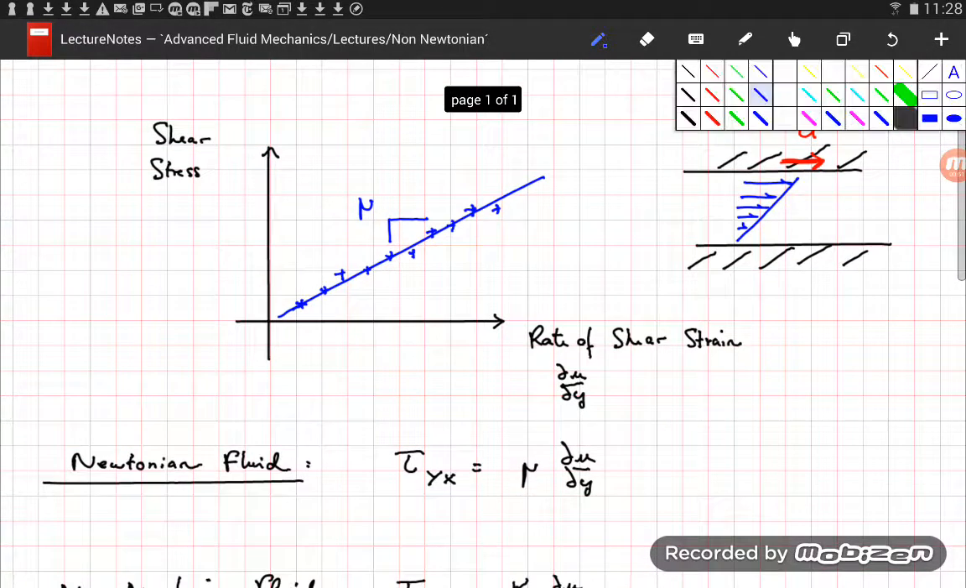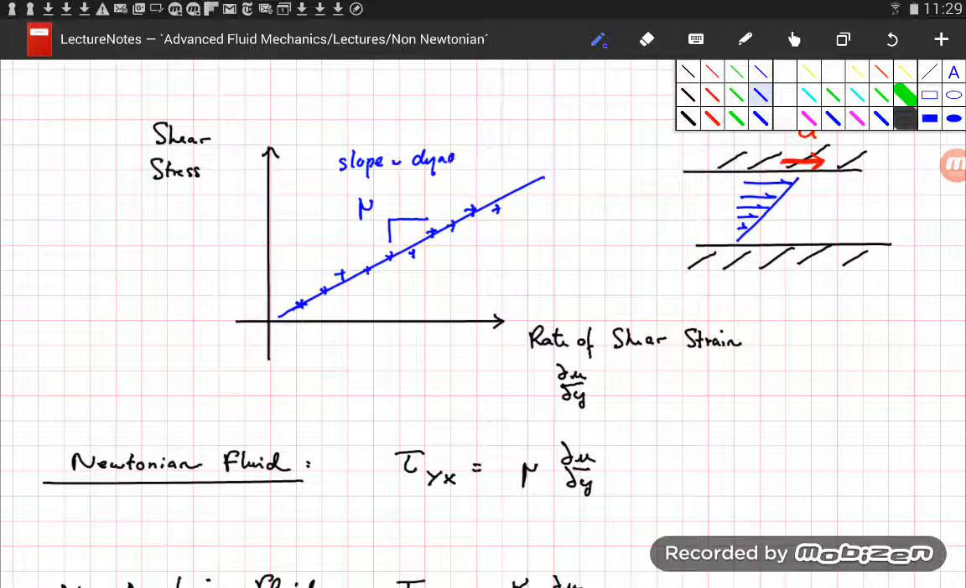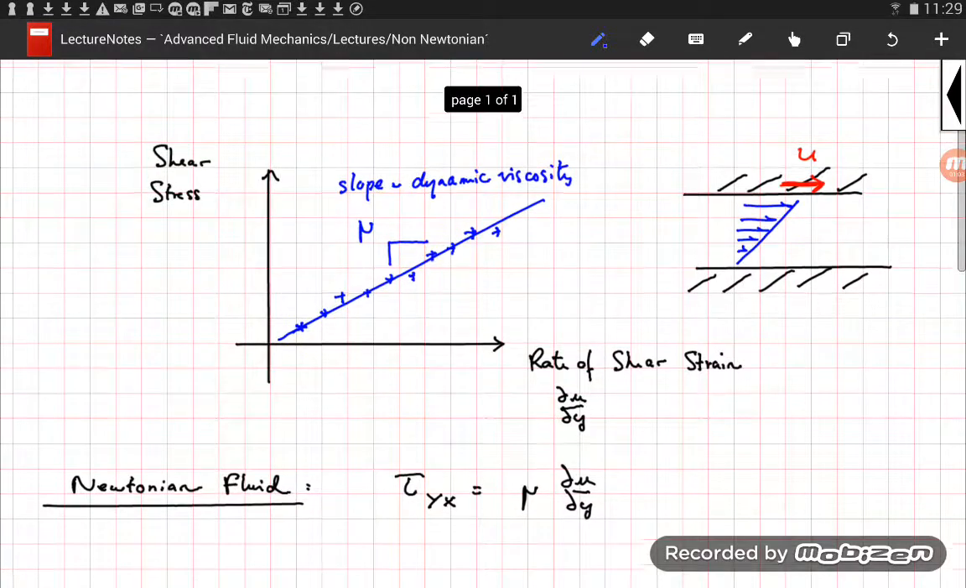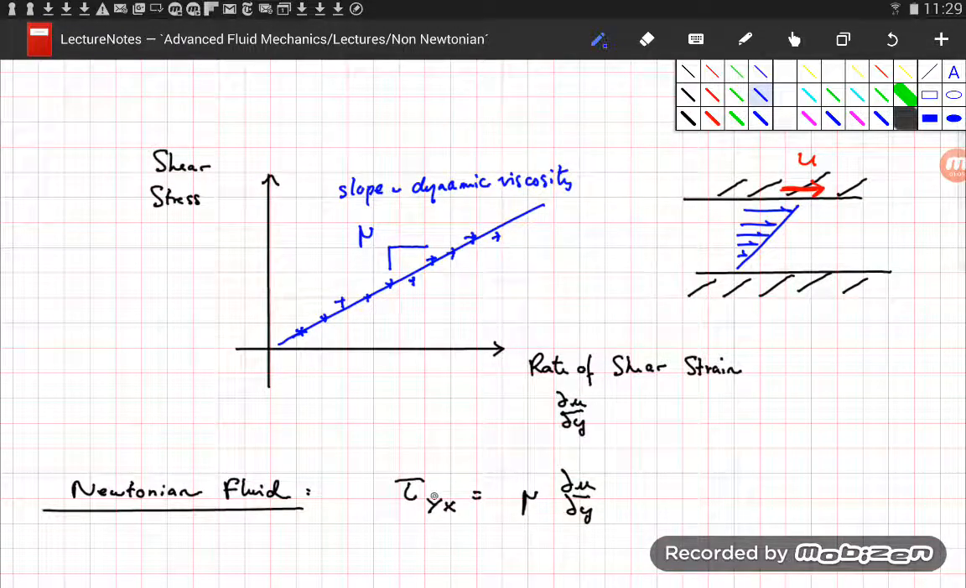As you see, this slope will correspond to the viscosity. So the slope corresponds to the dynamic viscosity. This is when the shear stress is linear in the rate of shear strain.